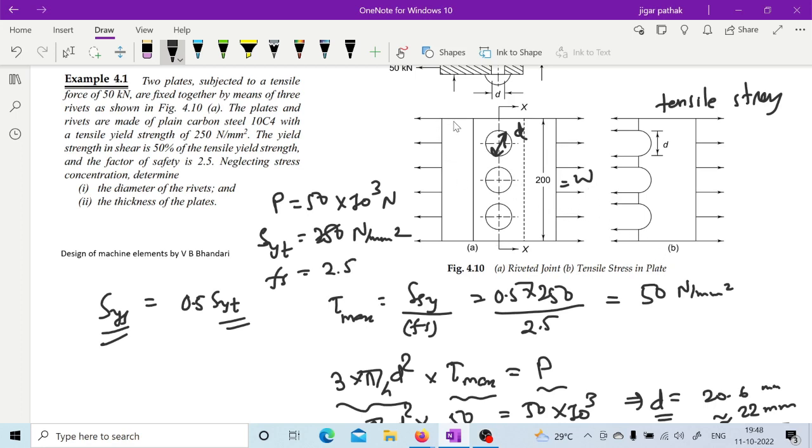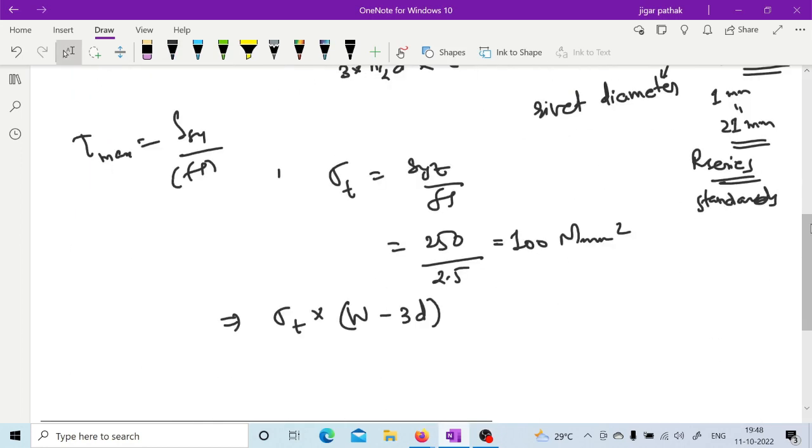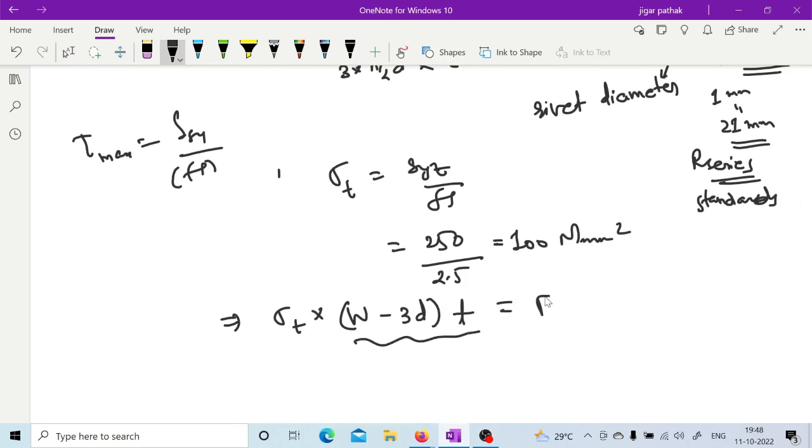So area will be this length into the thickness of the plate. Basically if you go for this particular cross section, then your plate may have this area as W into T, right? Because here full width is available in this region whatever I have drawn. So W into T may be the area in this cross section, but when you take this cross section as mentioned here, XX along XX, this 3D must be subtracted from the full width W. So W minus 3D into thickness will give you area. So sigma T into this area is equal to P.